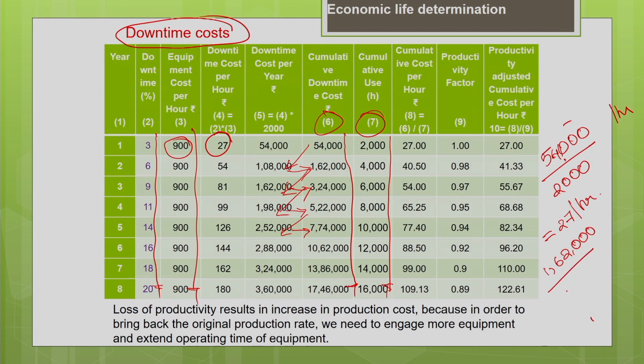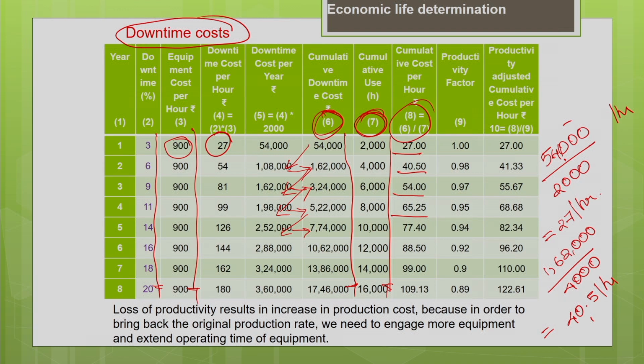Similarly, for the second year, it is 1,62,000 divided by 4,000, because for the second year the usage is 4,000. Okay. So now the cumulative cost per hour is 40.5 rupees per hour. Okay. So like that you calculate these values for all the years. We are just going to divide the 6th column by the 7th column value. Okay. You will get the cumulative cost per hour.